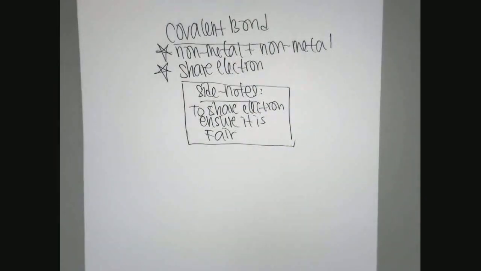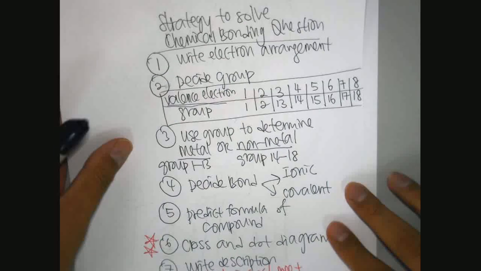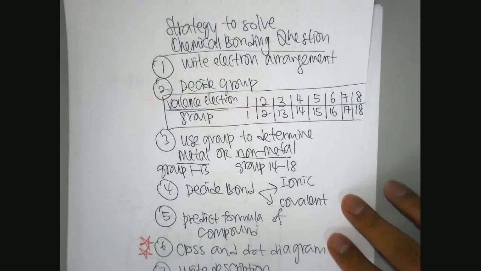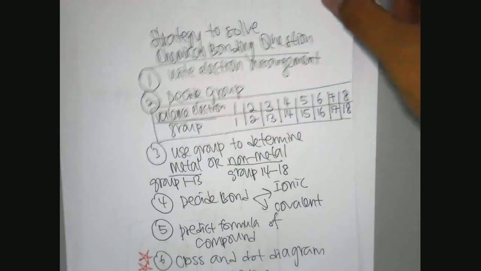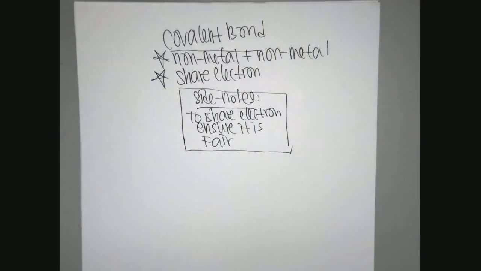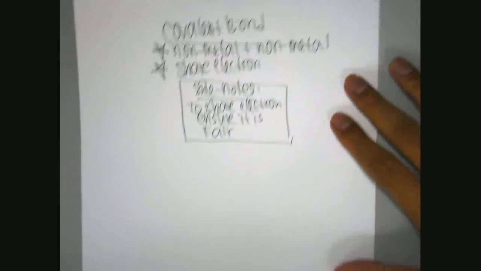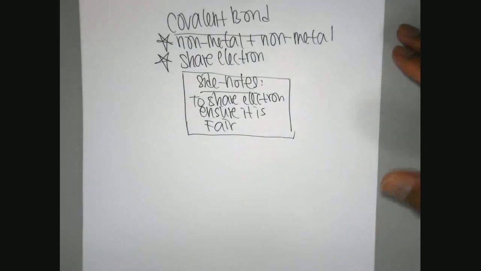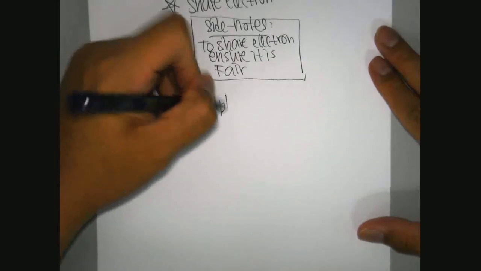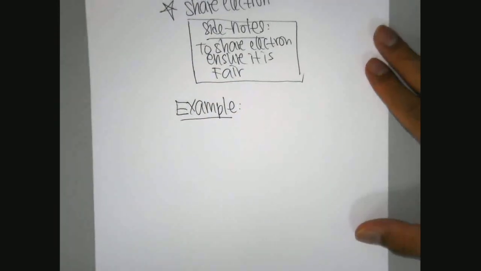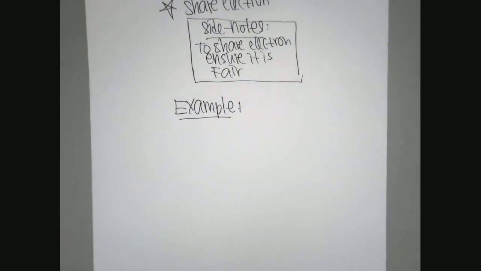We will follow the same flow, using the same strategy as for the ionic bond, because whether ionic or covalent, the strategy to work on it is very similar. Now we will handpick two examples to discuss. The first example that we will discuss for covalent bond is this. This is example number one.